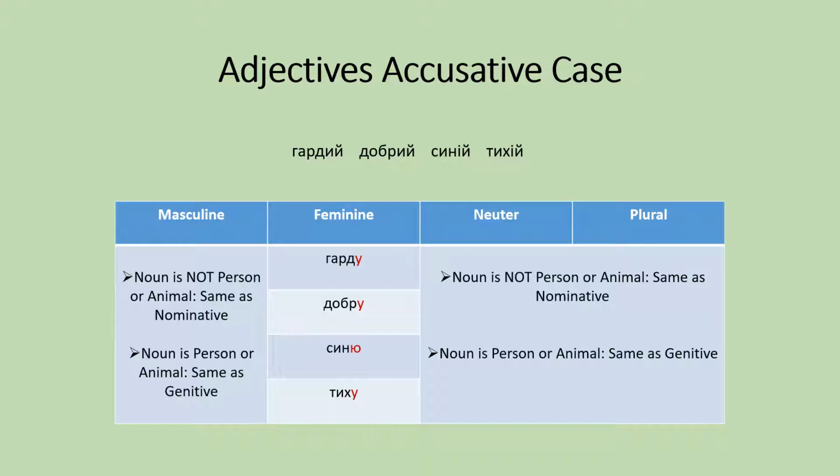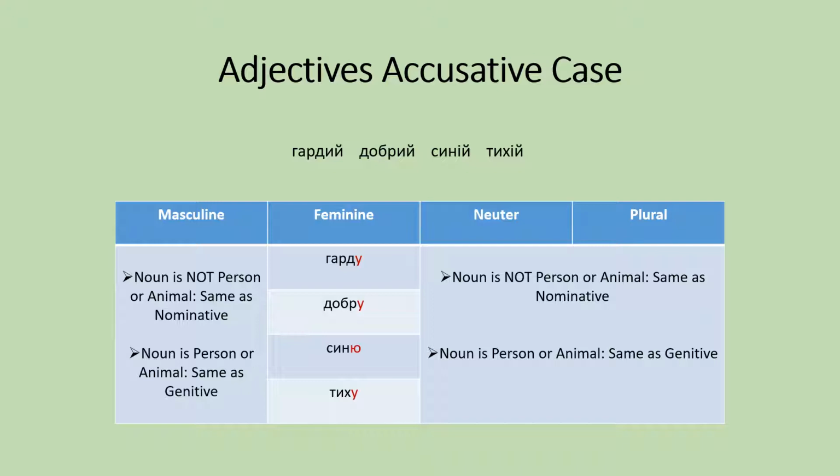Like the demonstrative pronouns before, nouns that are masculine, neuter, or plural follow the following two rules in the accusative case. If the noun is not a person or an animal, the accusative case form of the adjective is the same as the nominative case. Conversely, if the noun is a person or an animal, the accusative case form of the adjective is the same as the genitive.